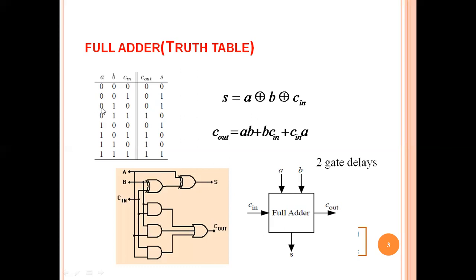Similarly, if A is 0, B is 1, and carry in is 0, carry out will be 0, but sum will be 1. Similarly, if A is 0, B is 1, and carry in is also 1, here C out will be 1, but summation will be 0. In this way, this is the truth table of the full adder.